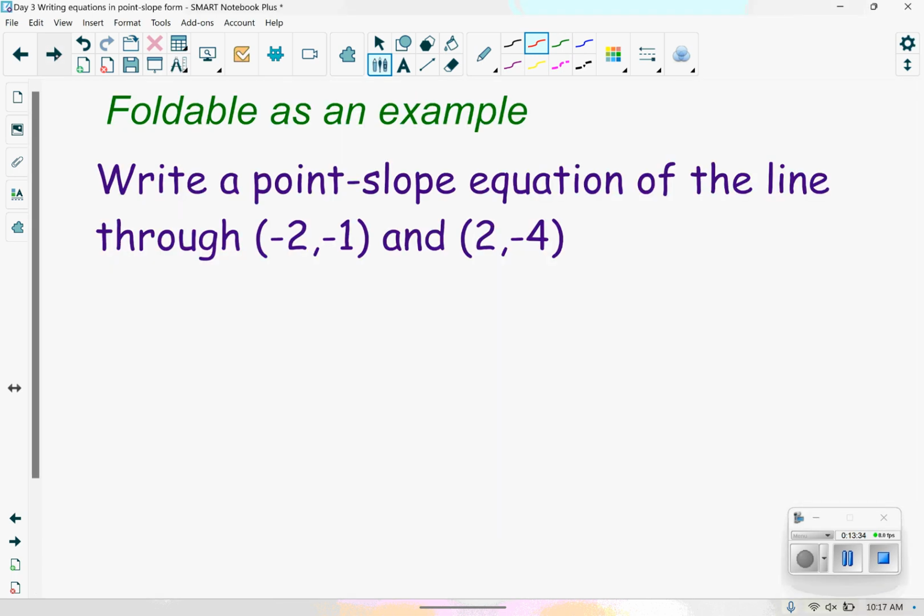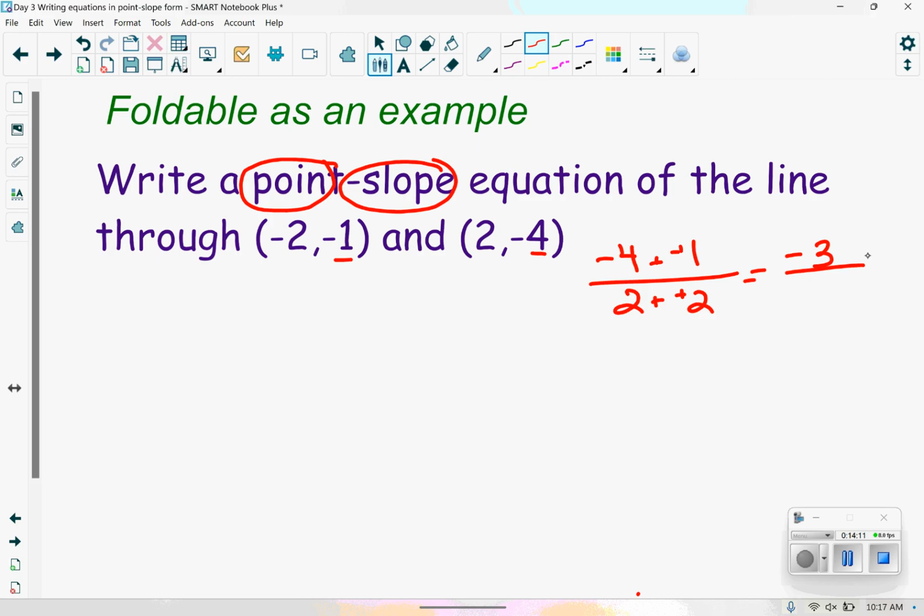All right, so let's do this one as an example in your foldable. Write a point slope equation of the line that passes through (-2, -1) and (2, -4). Obviously we need a point. Well, we got those, and we need a slope. Oh, need to figure out what the slope is. So here we go again: -4 minus -1 over 2 minus -2. Wow, double negatives all over the place. So this is really -4 plus 1, which would be -3, over 2 plus 2, which is 4. So I've got my slope.